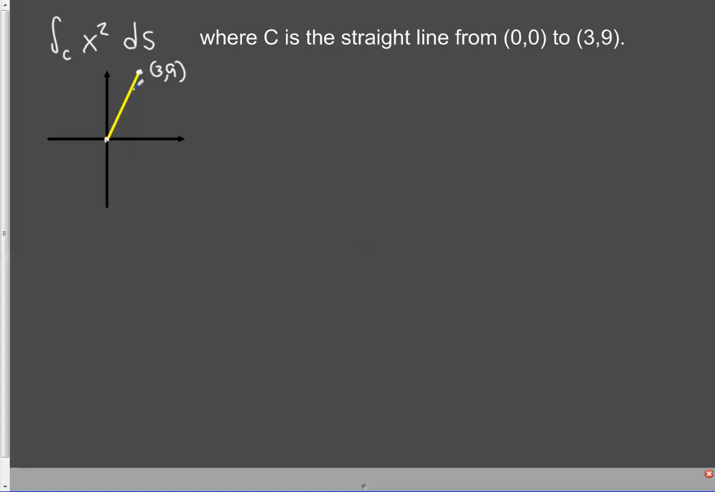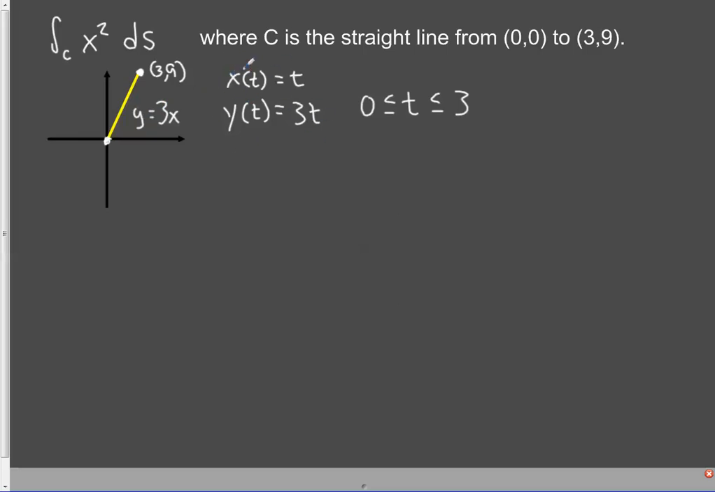Now what we need first is a parametric representation of this curve. And it's not too bad because it's straight. Of course, this is just the line y equals 3x. Now that's not parametric. That doesn't involve t yet. But what we could do is just make x be t, and then if we sub that in, if x is t, then y is just 3t. So x is always equal to t, and y is 3 times t, and that will trace out this line. We want t to start at 0 and end at 3, and that'll start us here and end us here. So there's our parametric representation.